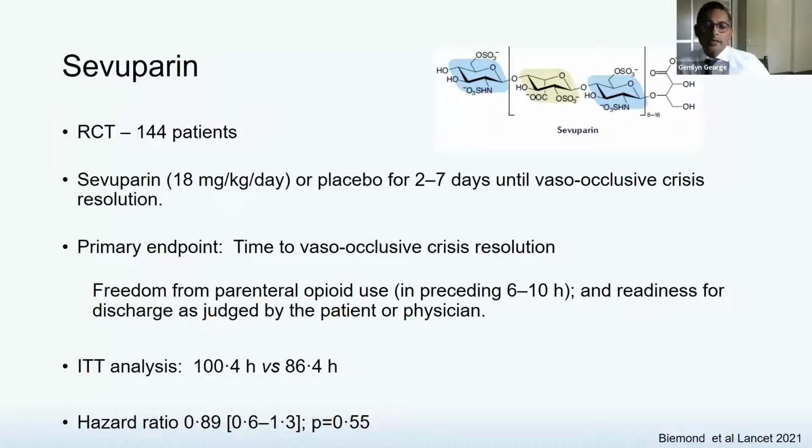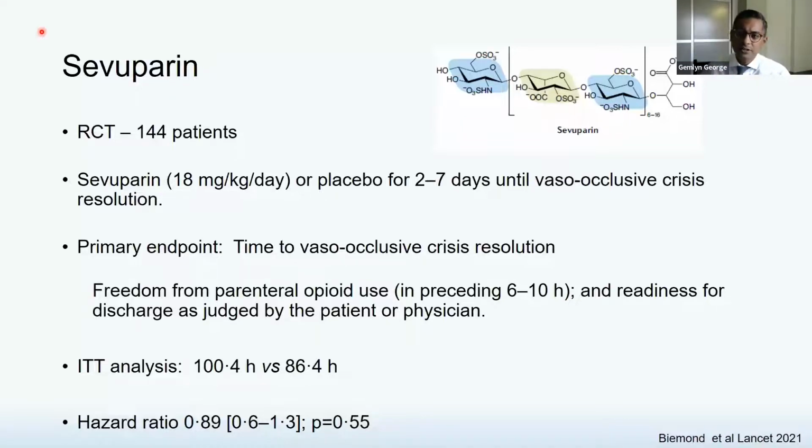If you recall the earlier slide, heparin was another molecule that targets the inflammation pathway, and this essentially blocks P and E selectin. And so sevuparin is a modified heparin that maintains this interaction with P-selectin and L-selectin while avoiding binding to antithrombin. So it doesn't have an anticoagulant effect. It only has an anti-P and L-selectin effect.